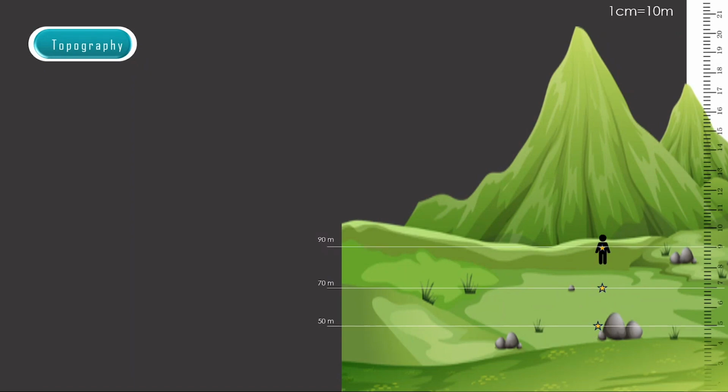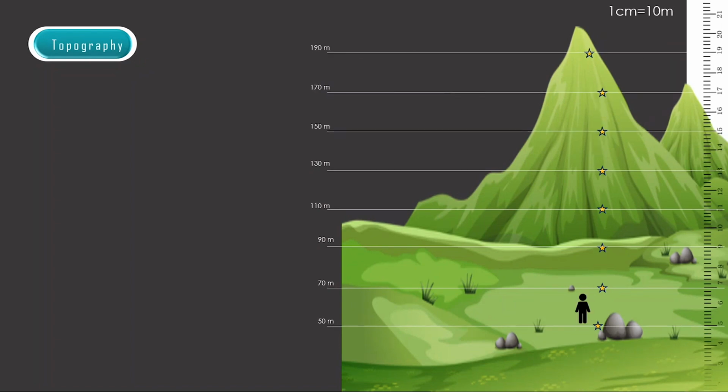Likewise, I keep noting the height of the hill as I climb, and I can use any of the instruments: a GPS, a total station, or a level, to find out the elevations of this hill sector. I reached the top of the hill, where the height is 190 meters. So from the base of the hill to the top, I have marked the heights at equally distributed distances, or elevations, from 50 meters to 190 meters.